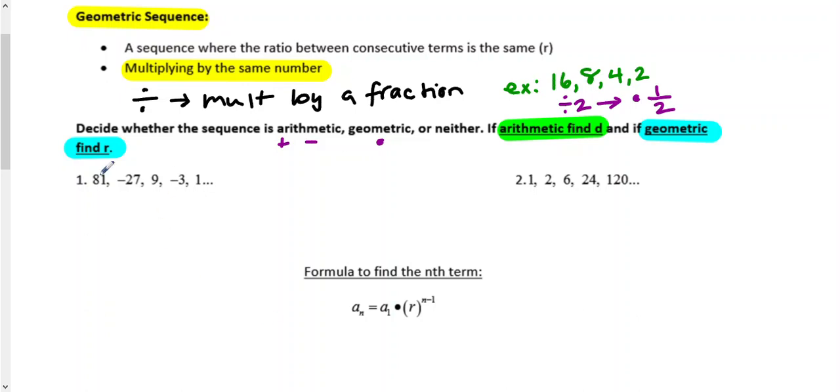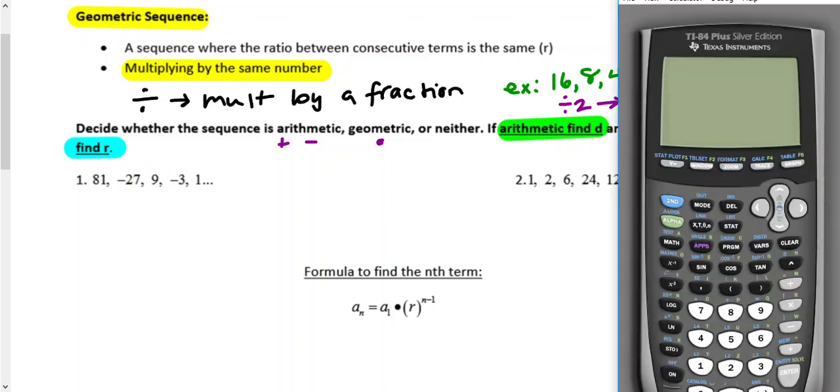So number 1, I notice I'm going from a positive number, negative number, positive number, negative number. I know that's not arithmetic. Anytime my signs change, it's either neither or geometric. So first, I'm going to check if it's geometric. I'm going from 81 to a smaller number, so that means I'm probably multiplying by a fraction. And the easiest way to find that out is to go to your calculator.